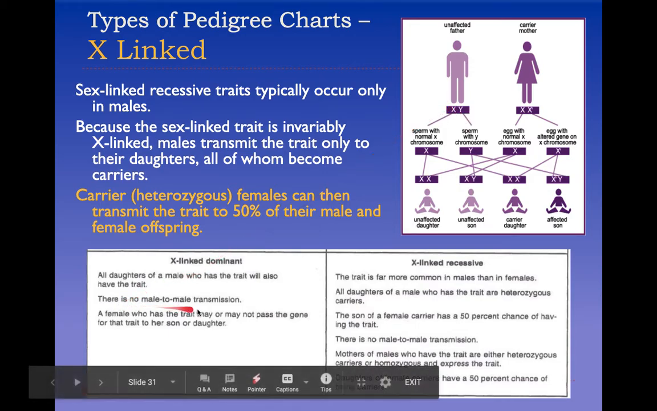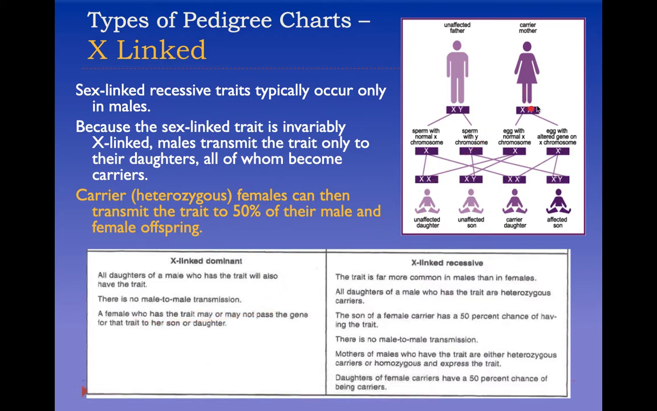A female who has the trait may or may not pass the gene to a son or daughter. Why? Because if she has the trait and she's heterozygous, half the males will have the trait, half the males won't. She's going to give a dominant X chromosome and a recessive X chromosome.